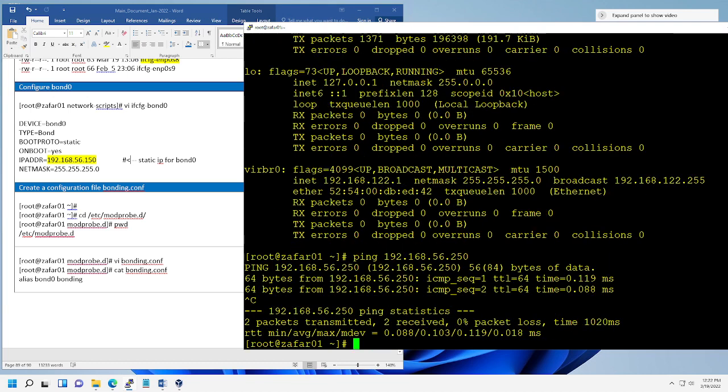Okay, so it is pingable here. So this is kind of stuck here. So what I'm going to do is bring the network card down and bring it back up and see what's going to happen. Okay, so let me bring it down here.